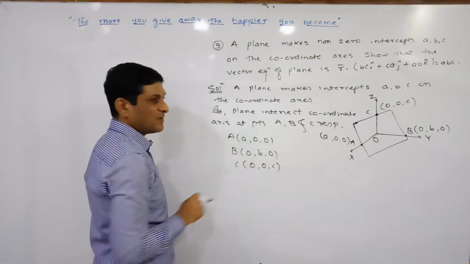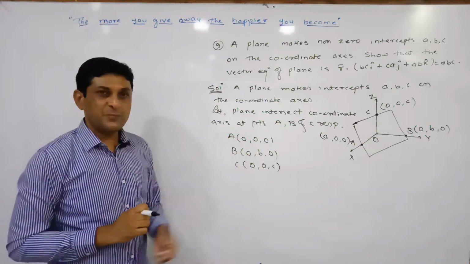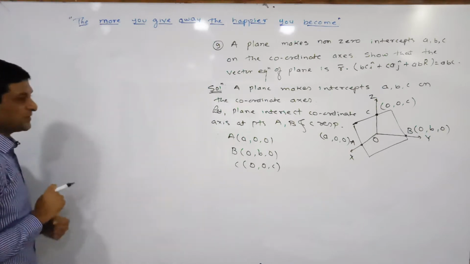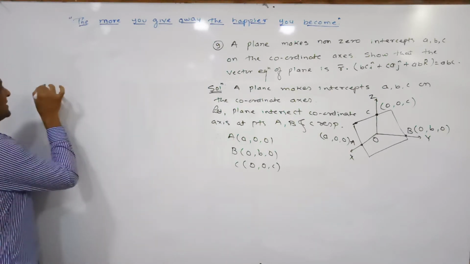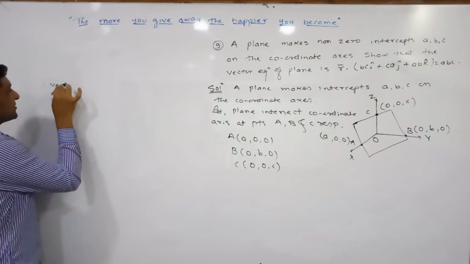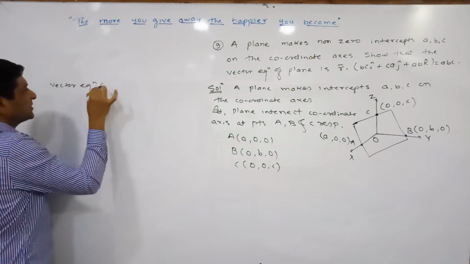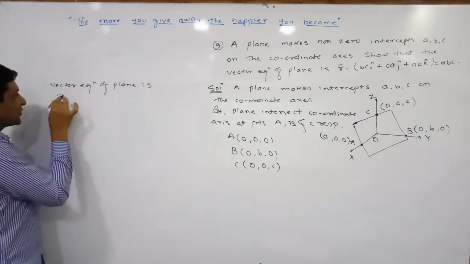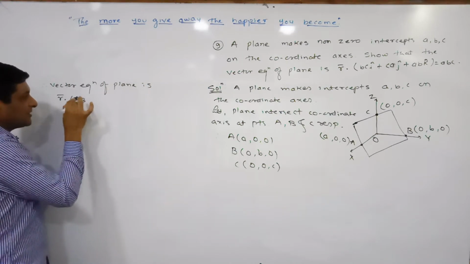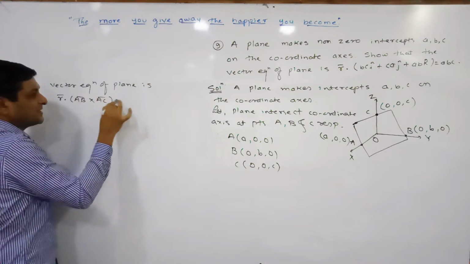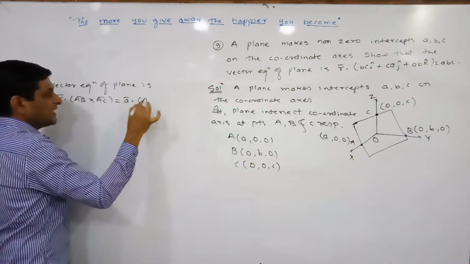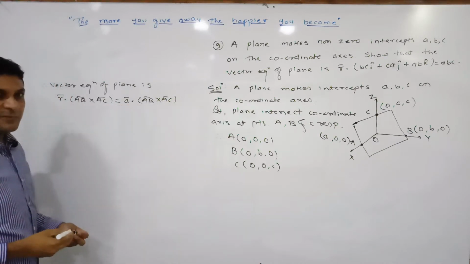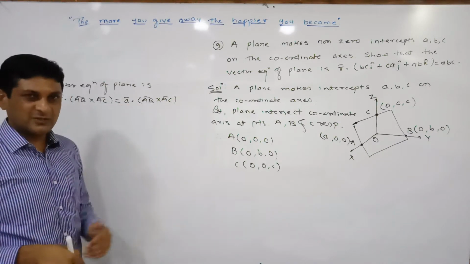Now once the coordinates of three points on the plane are known to us, we have a formula to find the vector equation of the plane. What is that formula? Therefore the vector equation of the plane is r bar dot AB bar cross AC bar is equal to A bar dot AB bar cross AC bar. This formula is applicable if three points on the plane are known or given to us.